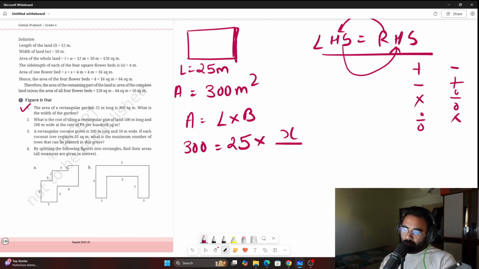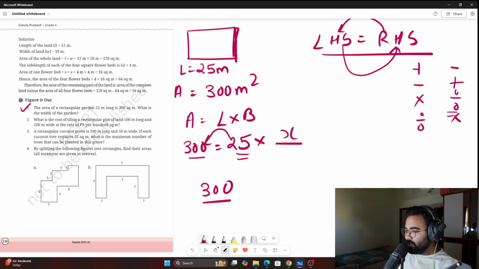Another approach is you can visualize the table of 25. What will you multiply to 25 to give you 300? That is the simple question. Over here, 25 on the right hand side is in multiplication. So if you bring it to the left hand side, you will change it to division. So 300 divided by 25 should give you x.